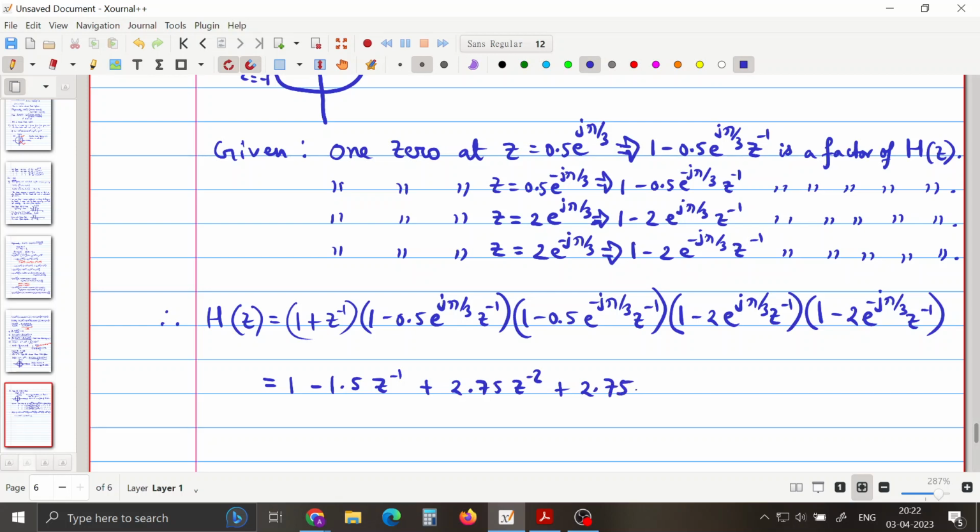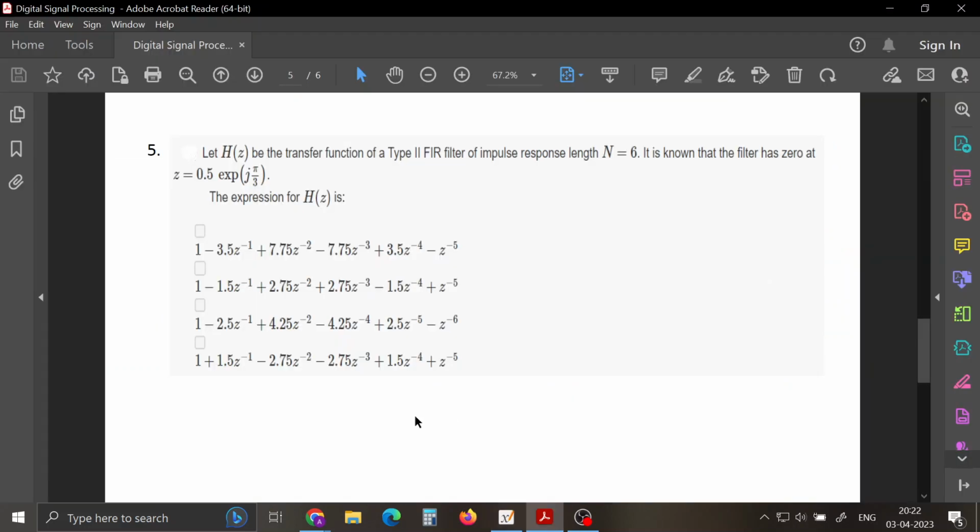So this is again 2.75, and then we have the remaining terms. Okay, so this is our answer. And from the given options, it is option number B, the second option.